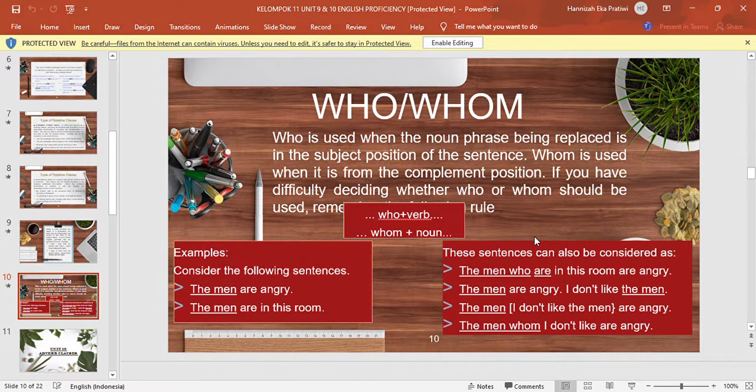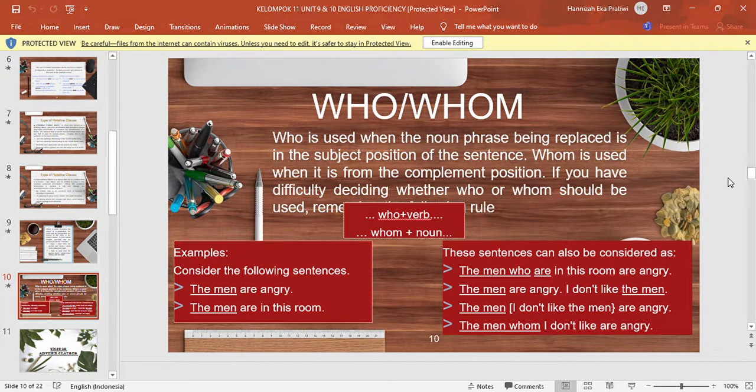And there is the rule with that: who plus verb and whom plus noun. For the example, consider the following sentence. The men are angry. The second example, the men are in this room.